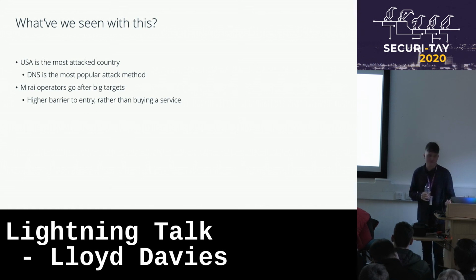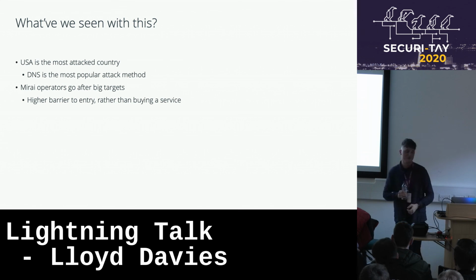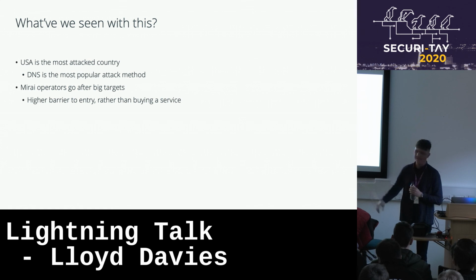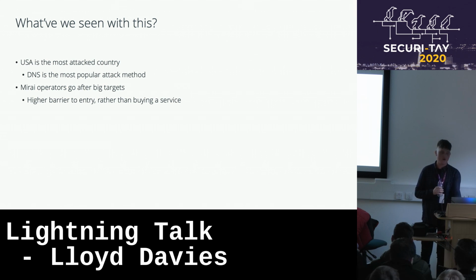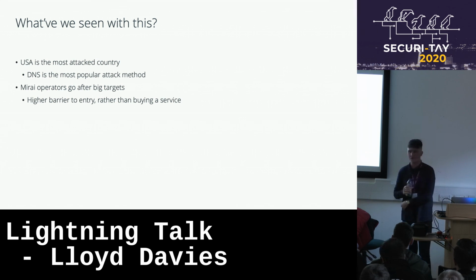So what have I seen with this? The USA is the most attacked country, and DNS is the most popular attack method. There are so many vulnerable DNS servers that just spray them. If you give them a tiny wee packet, they'll just bang that right out at you. And the Mario operators go after their big targets. They don't go after your traditional 12-year-old who's trying to kill someone else in Call of Duty or whatever.